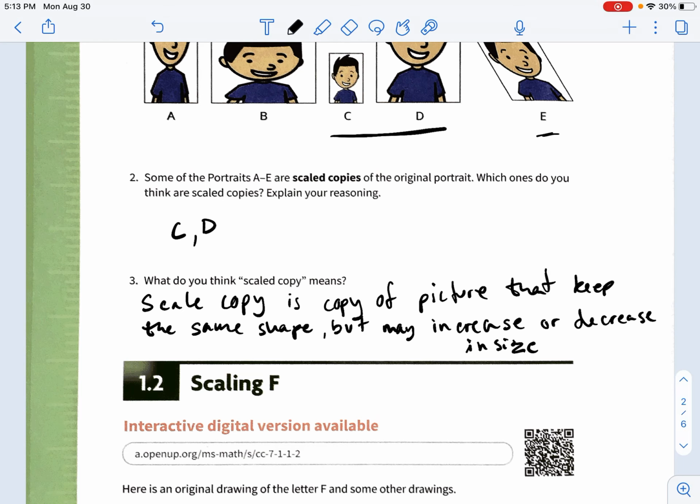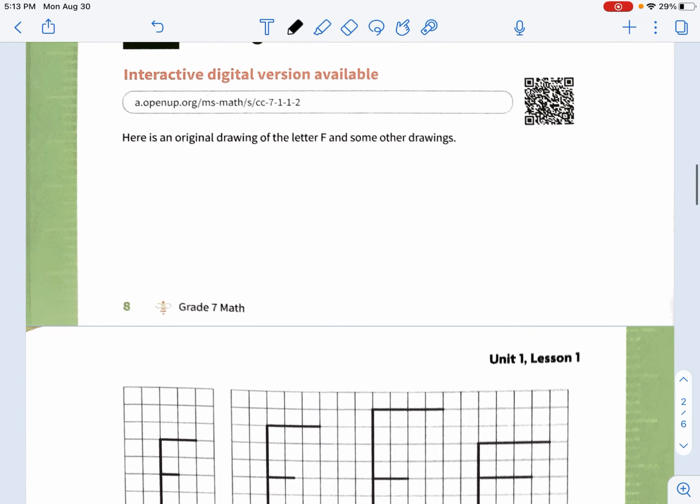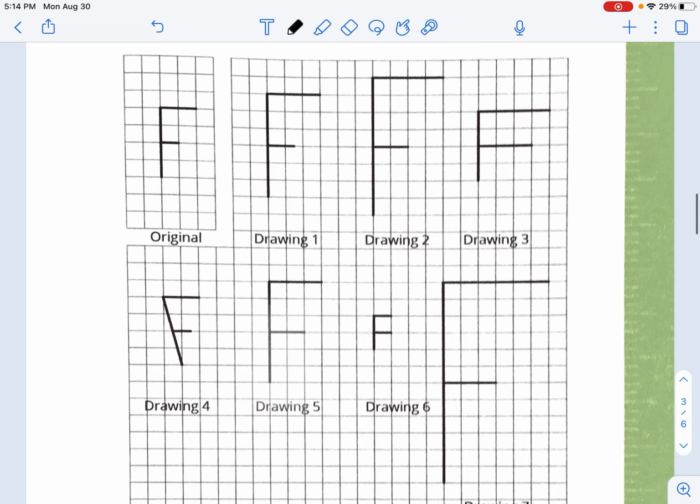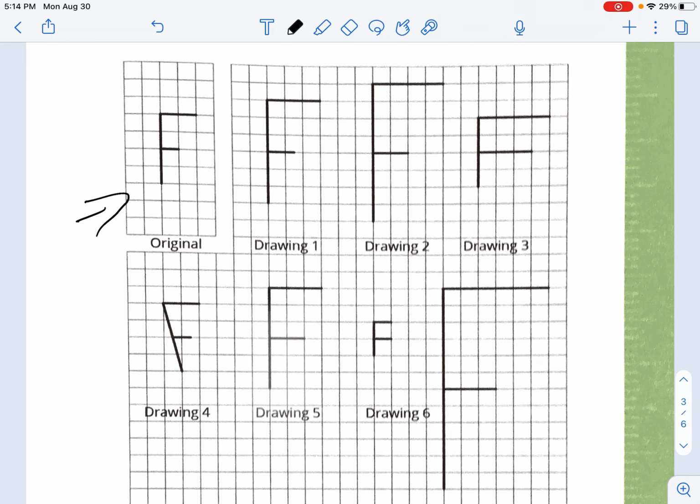Okay, so it's going to have the same shape, and with the portrait it's a little hard to tell, so we're going to move on to a few other drawings where it's easier to tell that they increase by the same size. Right here we're given 8 Fs. This F right here is the original one. We want to look at all these other ones and determine if they are a scale copy. They might be bigger or smaller, but they're still proportional to the original.